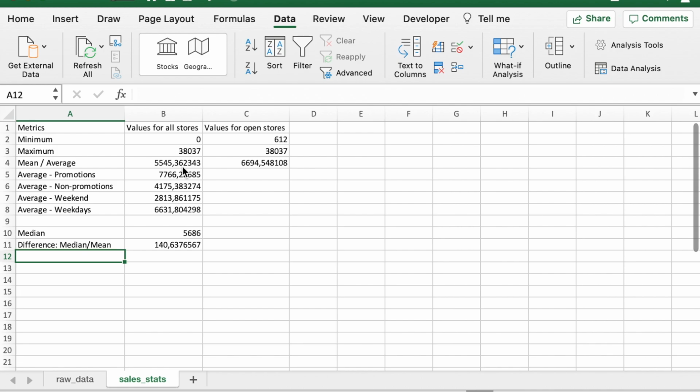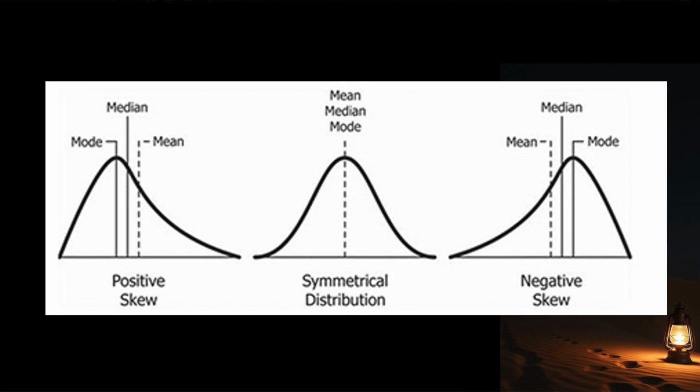So imagine for a chain of stores like Rossmann, where you have hundreds and thousands of stores and hundreds and thousands of daily sales happening. A difference of 140 euros is not that much. This shows that our distribution of data is pretty normal. So almost all the stores are performing equal on all the days and so on and so forth. And this is why our average is coming out to be similar to median.